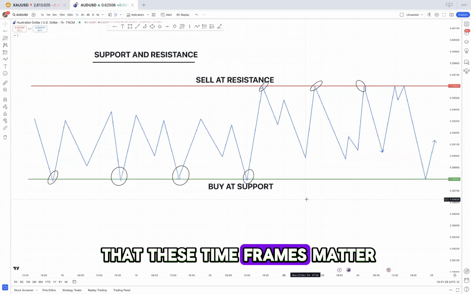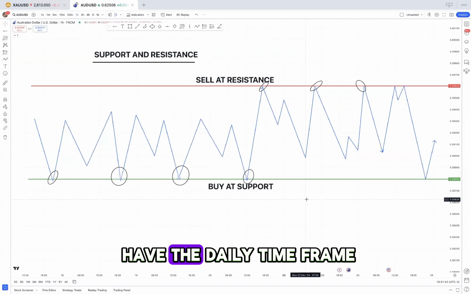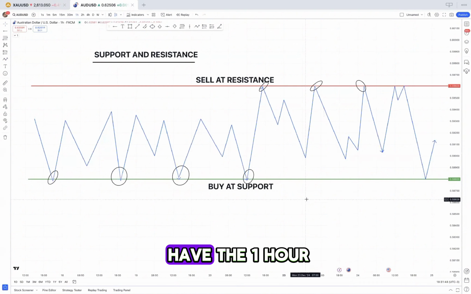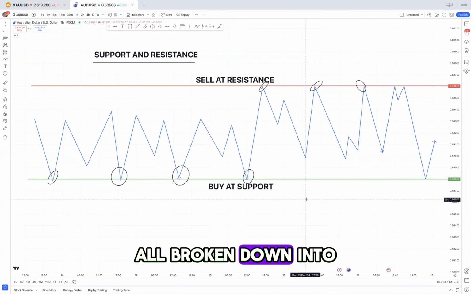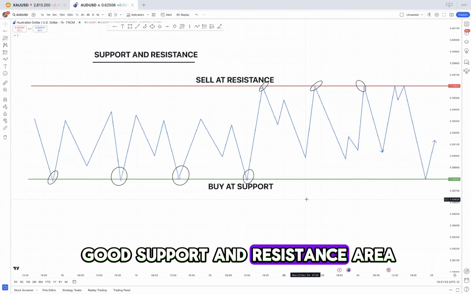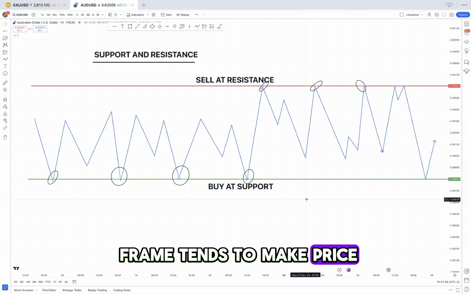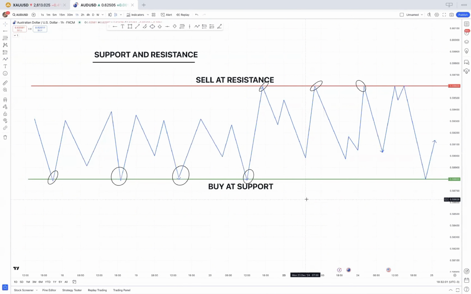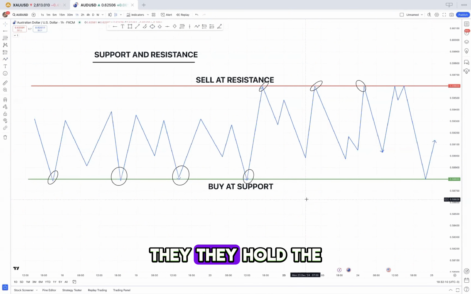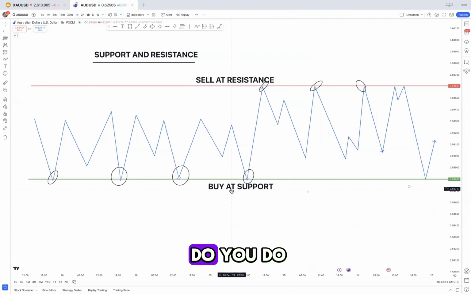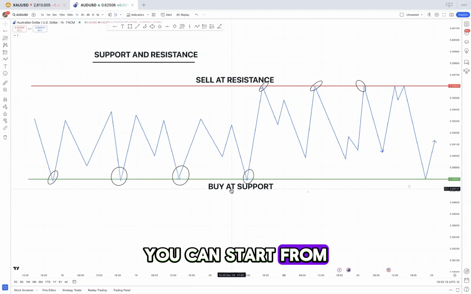You have to know that time frames matter. We have the daily time frame, the 4 hours time frame, the 1 hour, 30 minutes, which are all broken down into lower time frame and higher time frame. For mapping out a good support and resistance area, you have to know how to use the higher time frame, because the higher time frame tends to make these zones stronger. Trust me, the lower time frame zones are just noise. They tend to hold price weakly. But the higher time frame zones will hold the price strongly. So what time frames do I recommend as higher time frame? You can start from the 1 hour, the 2 hours, 3 hours, 4 hours, and the daily time frame.